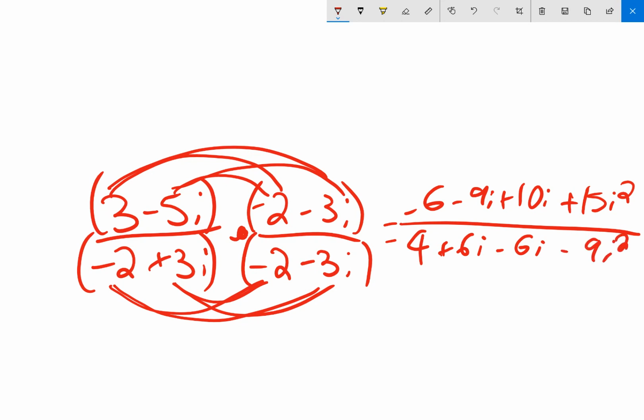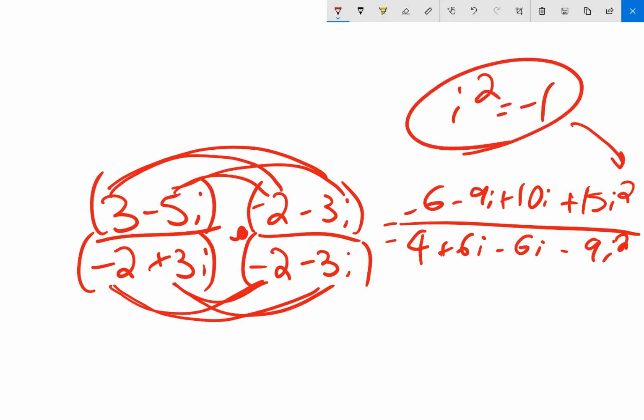So a couple things to do. I squared, you have to remember, is negative 1. So here, this is really 15 times negative 1. So on top, that's really just a negative 15, because 15 times negative 1 is just going to be a negative 15. There's no more i, because you're converting the i squared into a negative 1 and then multiplying it with that number. So in the bottom, you have negative 9 times i squared. So again, that's negative 9 times negative 1. And when you do that, that turns negative 9 into positive 9.